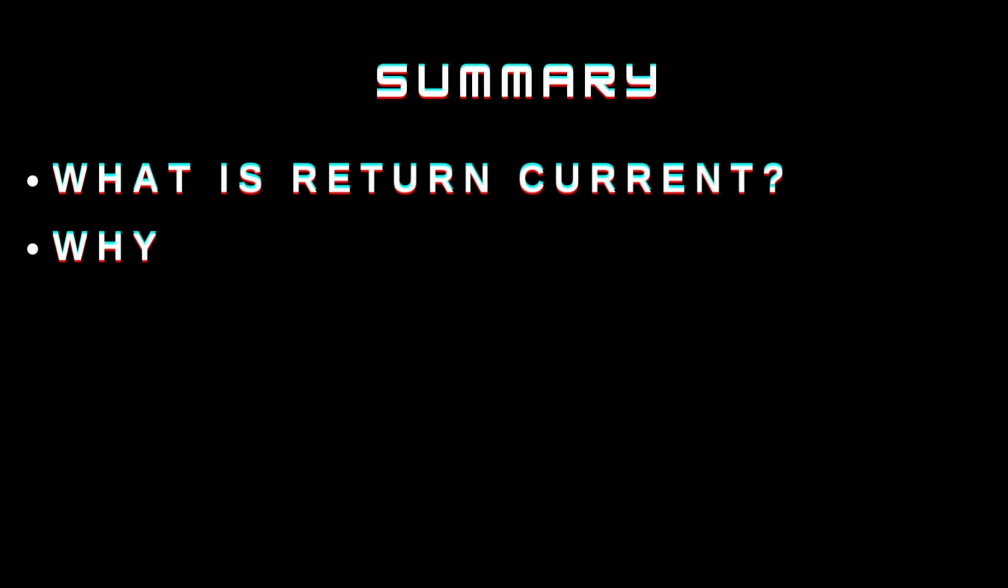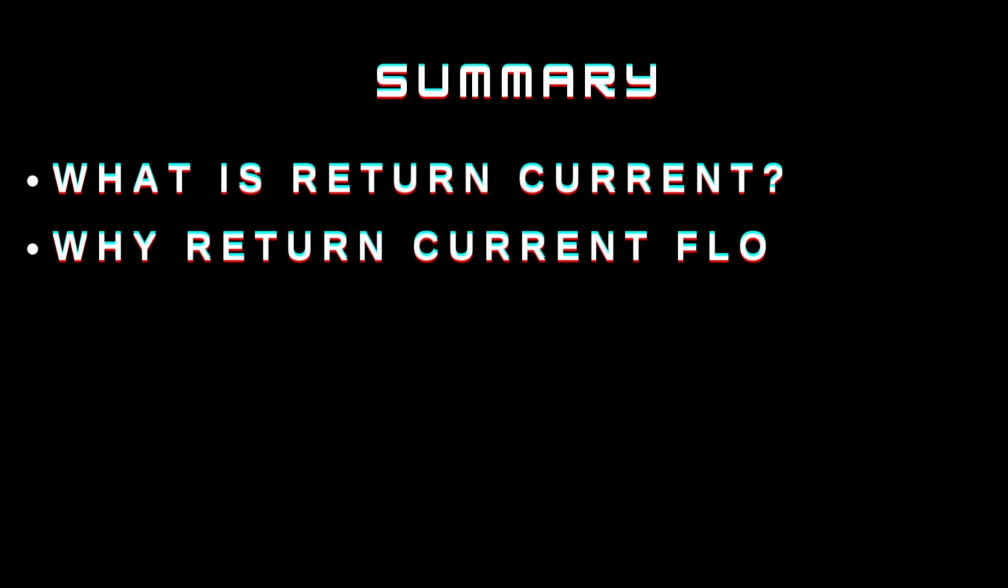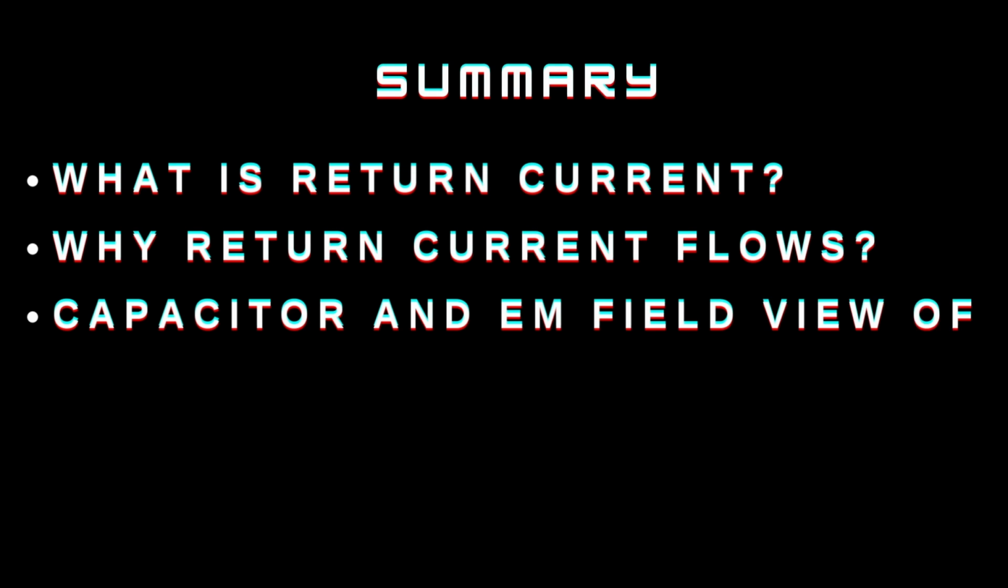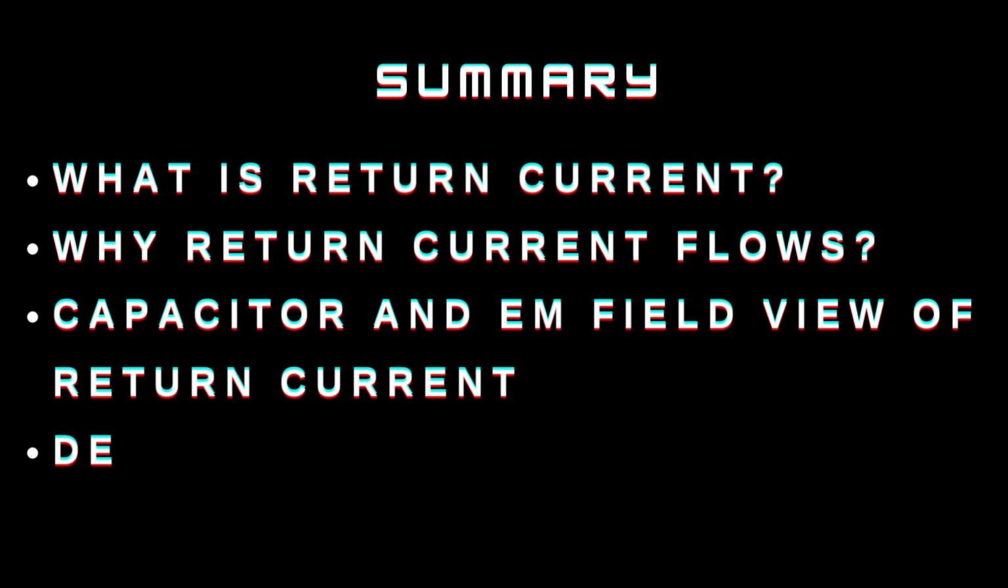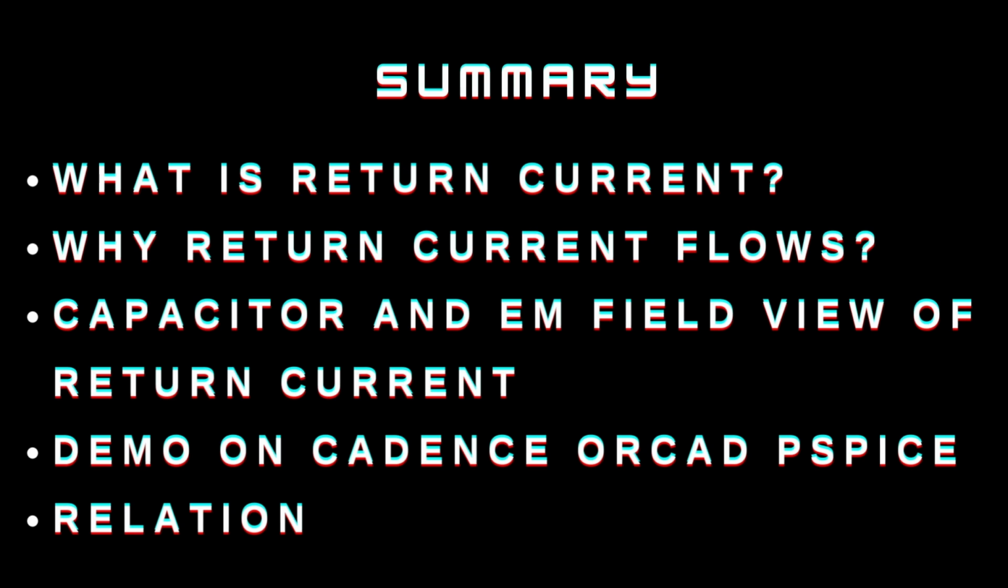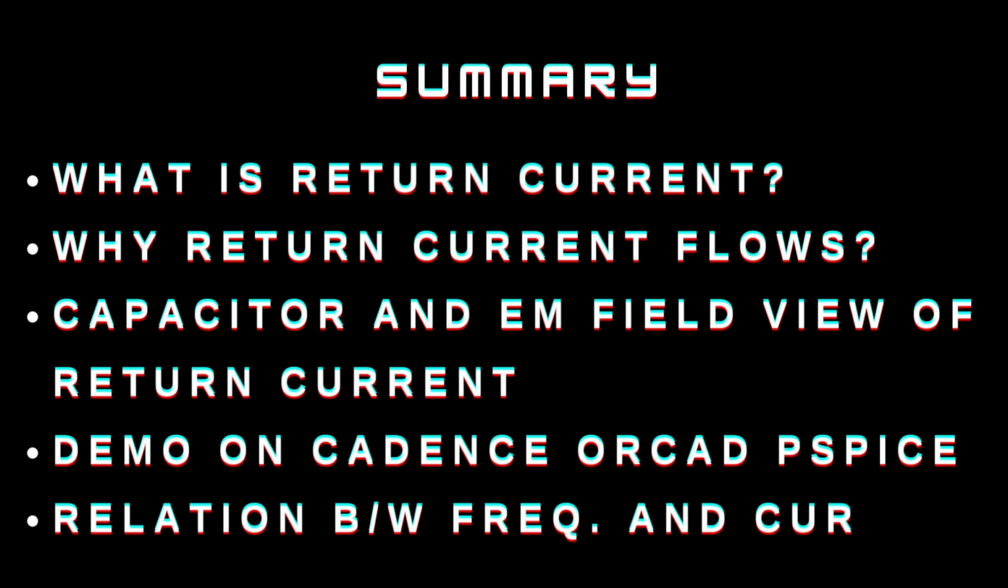Let's summarize this video. Till here we have learned what return current is, how displacement current propagates and circulates down the transmission line, along with a few PSpice demos of return current and the effect of impedance mismatch on it. And we have seen the relation between frequency and current distribution. In the next video, we'll discuss what happens when we place a power plane between the signal and its return path.